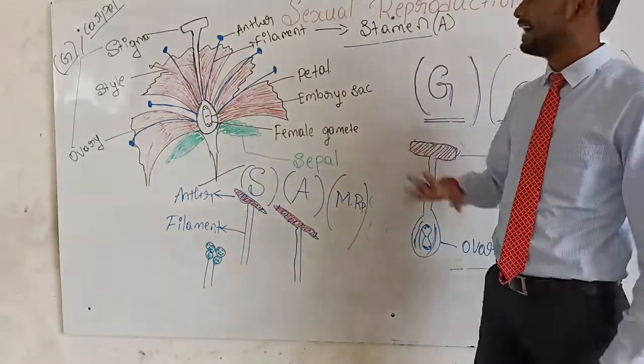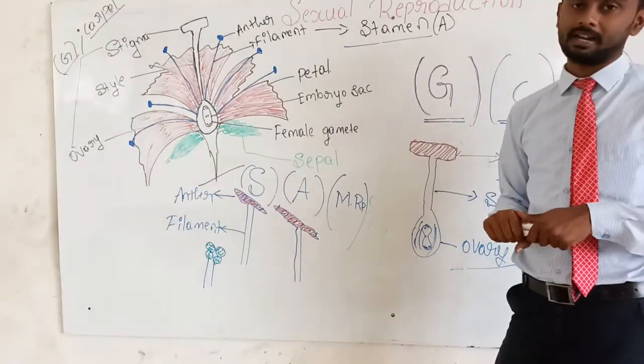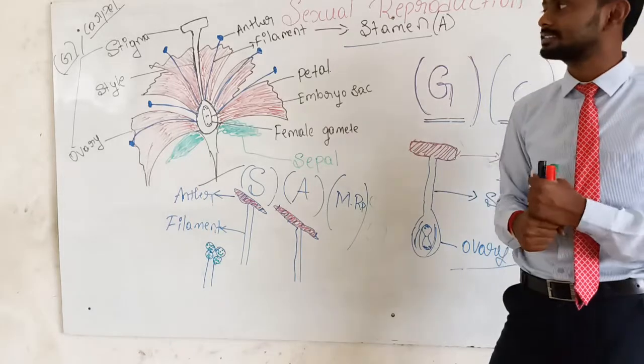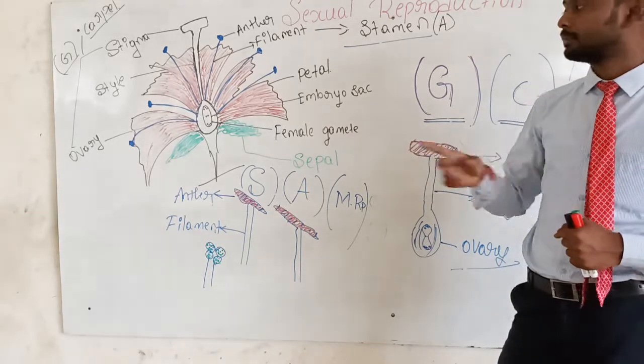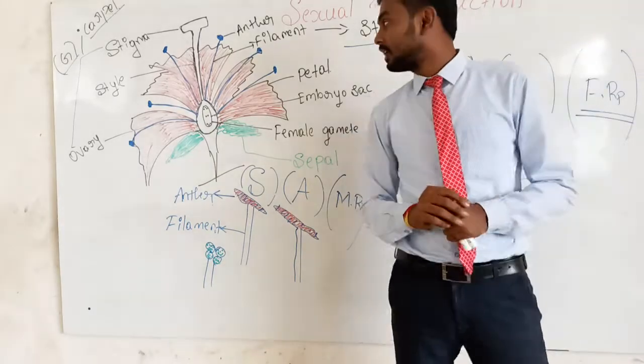So in this way we have understood reproduction in flowering plants. These are the only parts. In the next class you will see how plants reproduce with the help of the flower. So all of you understand about the flowers.